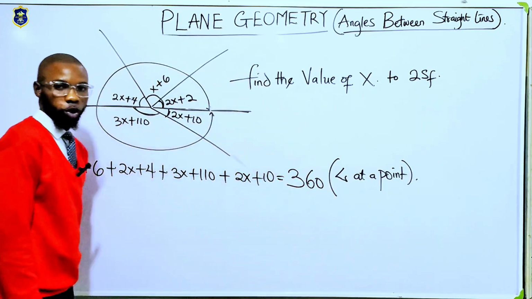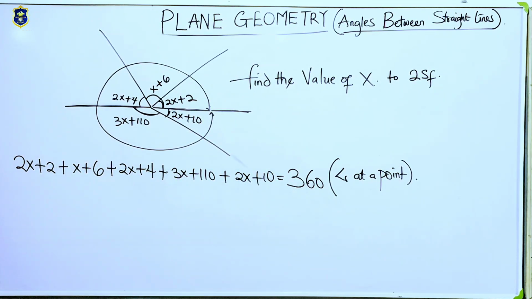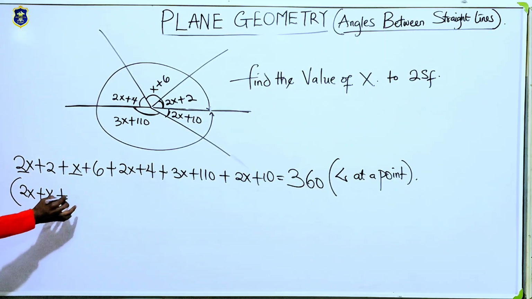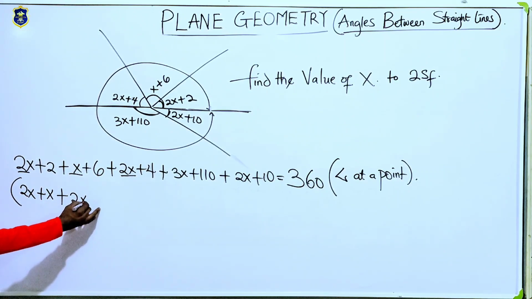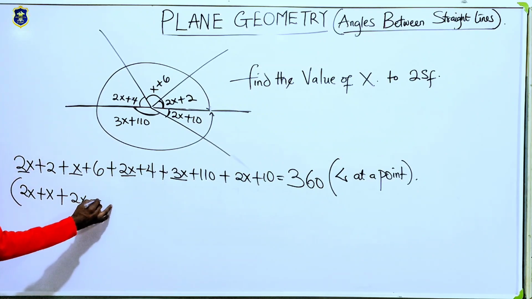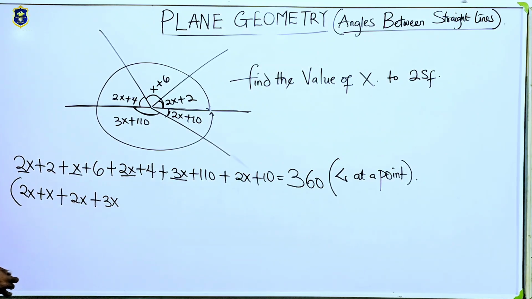Angle at a point. That's the condition for that. So let's go like terms. Collect like terms, bring the ones with x, the ones for x, let's bring them out. We have 2x, x plus x, plus 2x, plus 3x. I'm sure you understand what we're doing.